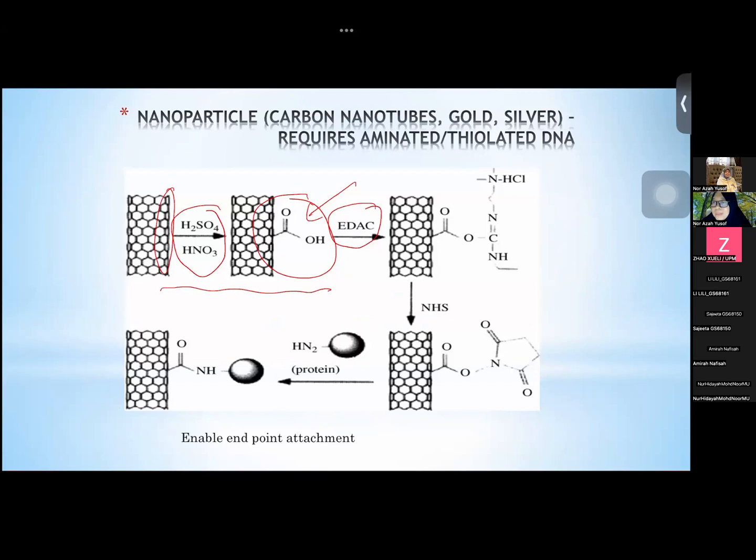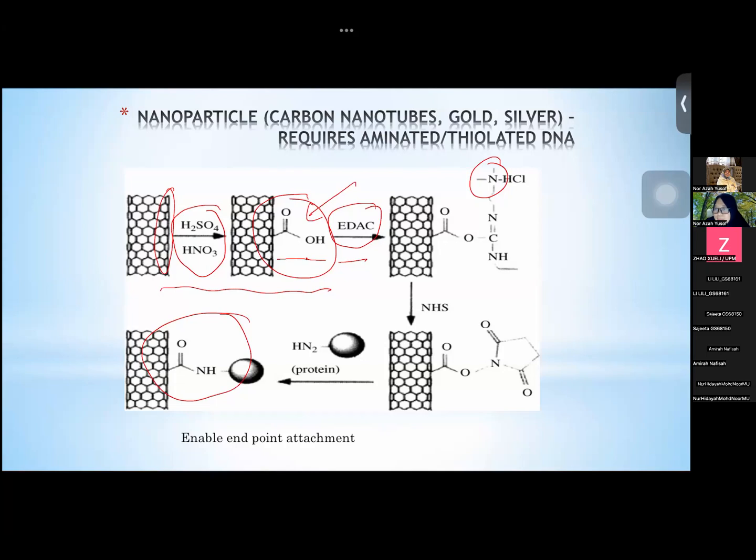With strong acid. Okay, so now that you have carboxyl with EDAC, you can get the same amide bond. Yeah? So don't worry about this. It's not that difficult chemistry. Okay, you need to have carboxyl, and then you need EDC NHS, and then once you have amine group, you can attach using amide bond.